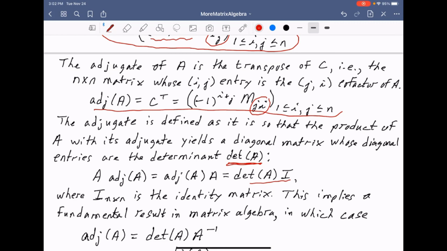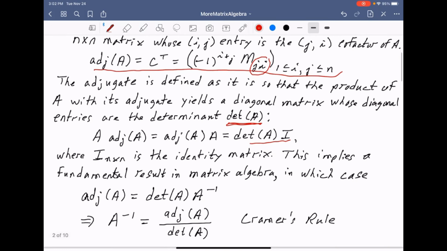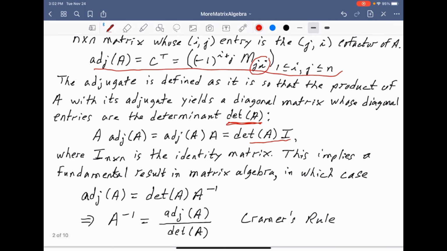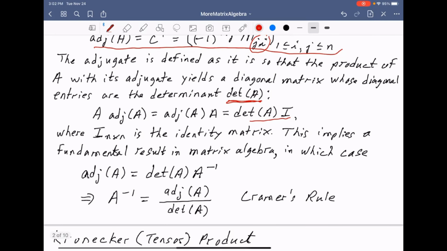This implies a fundamental result in matrix algebra, in which case the adjugate of A is equal to the determinant of A times A inverse. We can then solve that for A inverse, and we basically get Cramer's rule, as we discussed in a previous video.